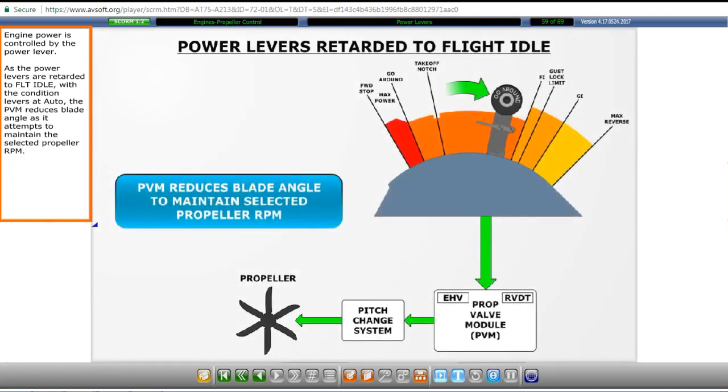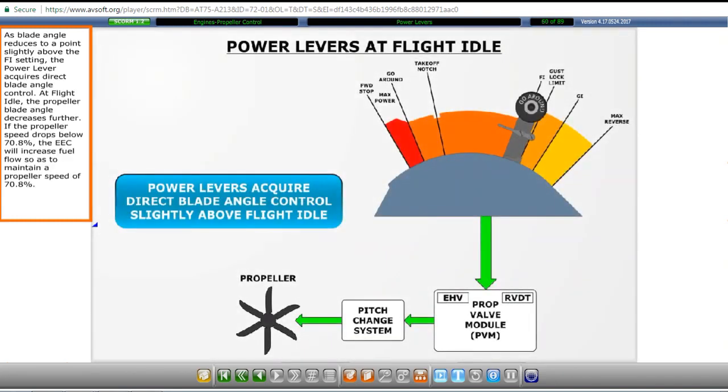Engine power is controlled by the power lever. As the power levers are retarded to flight idle, with the condition levers at auto, the PVM reduces blade angle as it attempts to maintain the selected propeller RPM. As blade angle reduces to a point slightly above the flight idle setting, the power lever acquires direct blade angle control. At flight idle, the propeller blade angle decreases further. If the propeller speed drops below 70.8%, the EEC will increase fuel flow so as to maintain a propeller speed of 70.8%.